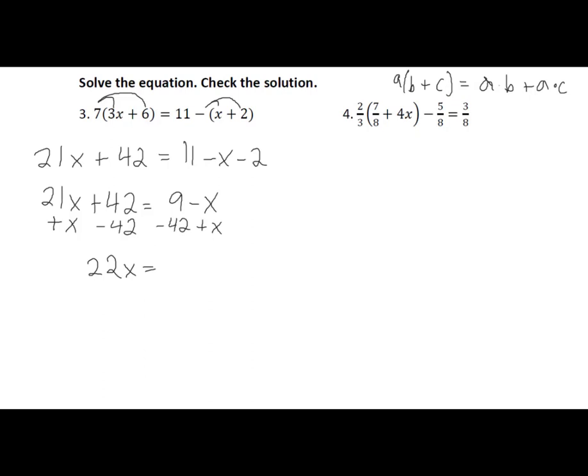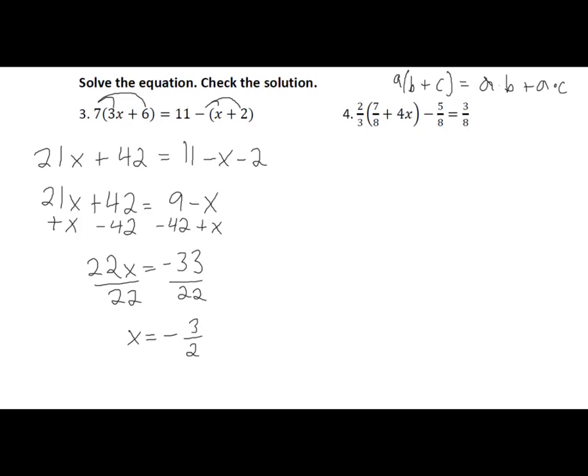And over here, these x's are going to cancel out, and I have 9 minus 42, which is going to give me negative 33. I need to get rid of this 22, so that's 22 times x, so I'm going to divide both sides by 22. And x equals, I have a negative divided by a positive, which is a negative, and then these are multiples of 11, so that's negative 3 over 2.